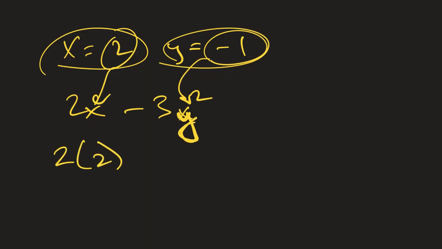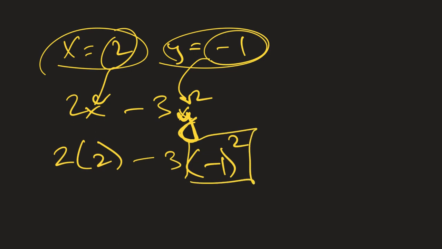Use parentheses when you replace a variable with anything. Use parentheses to replace a variable with anything. Right here, make sure we do this first. -1 squared. -1 squared is -1 times -1. That would be +1.